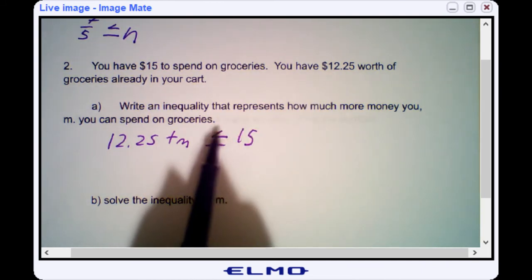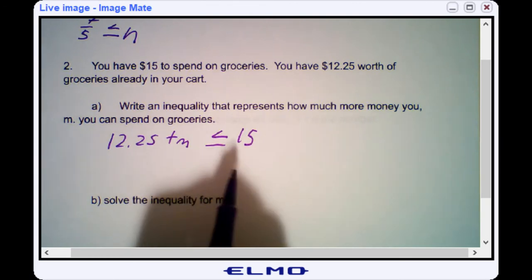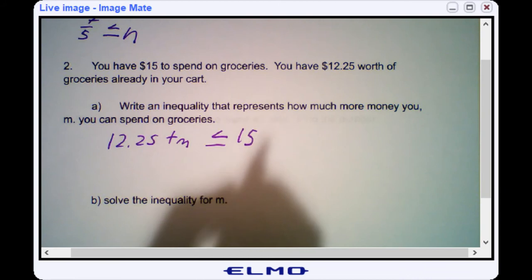And we know it has to be less than or equal to because we only have $15 in our wallet. We don't have a credit card that we can charge more money to. $15, that's it.